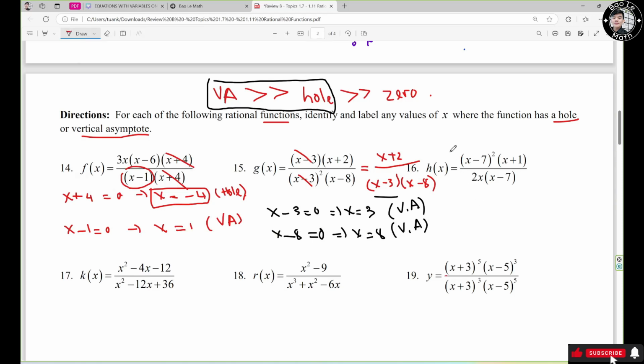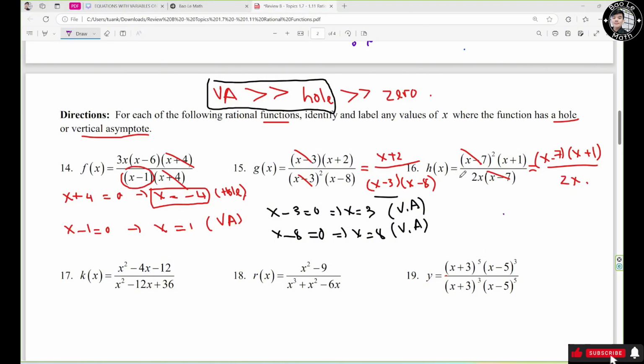Now let's move on to question number 16 right here. This guy and this guy cancel out, right? So we only have s minus 7 left on the numerator times s plus 1 over 2s, right?